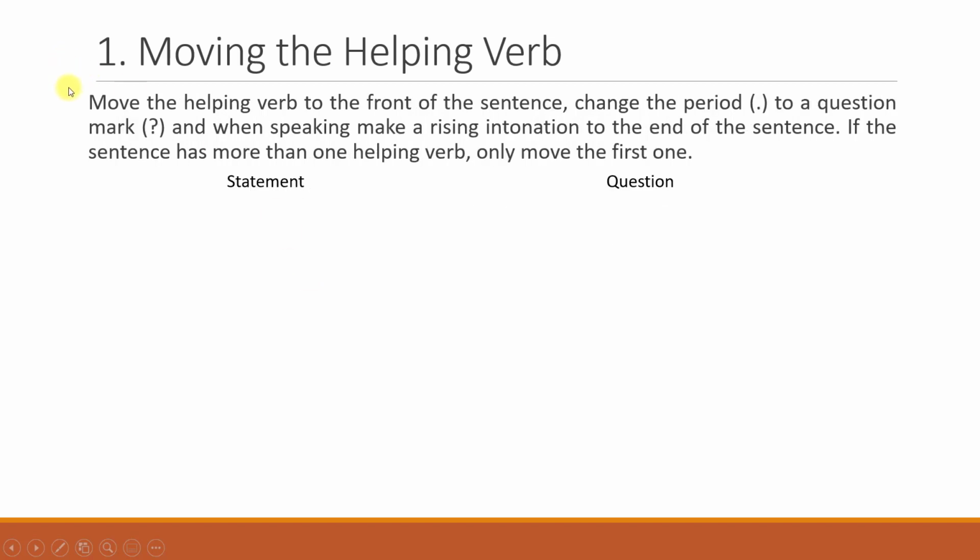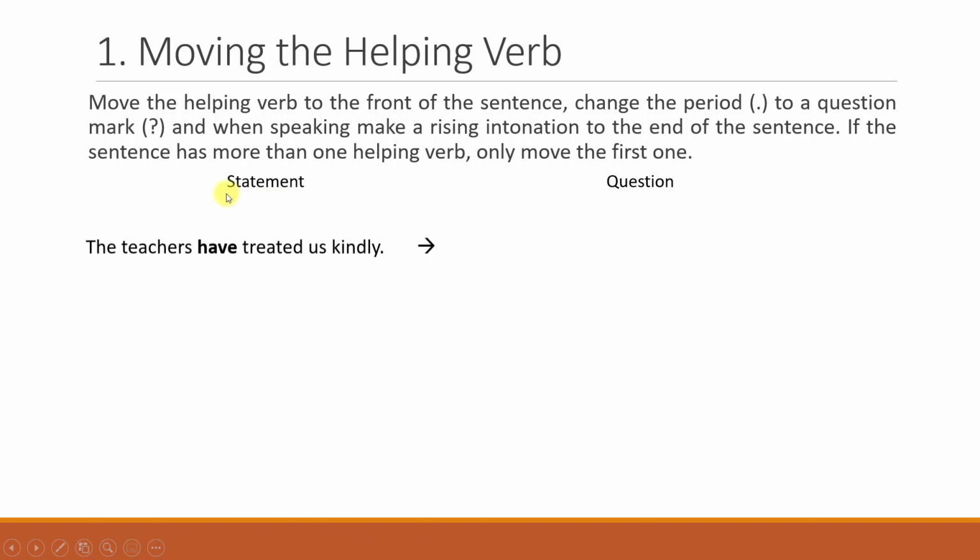So, to make these statements into a question, move the helping verb to the front of the sentence, change the period to a question mark, and when speaking, use a rising intonation at the end of the sentence. If the sentence has more than one helping verb, only move the first one.